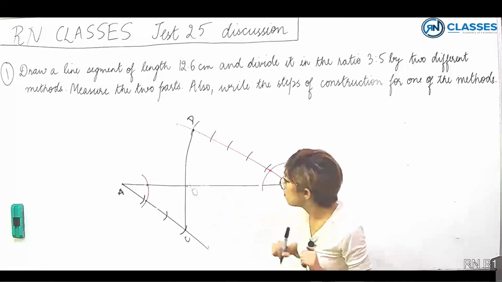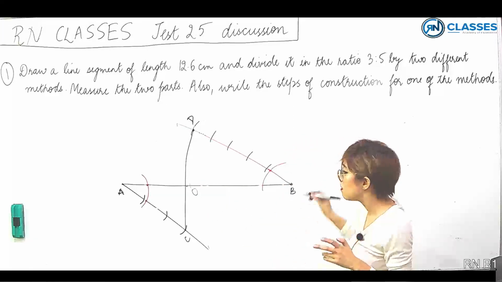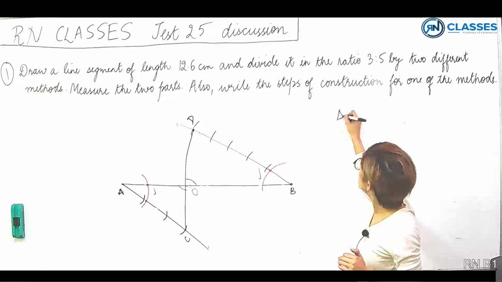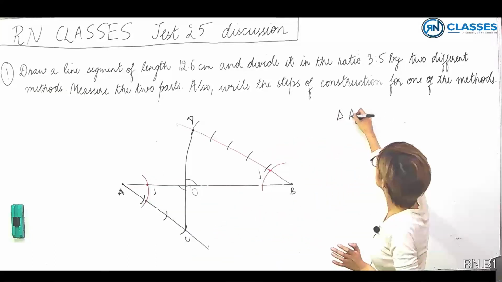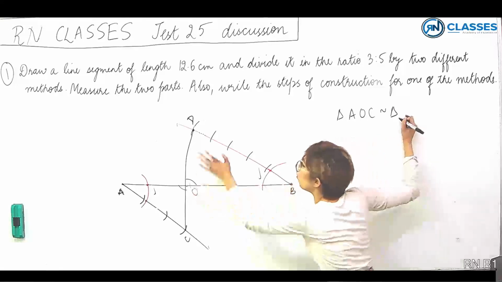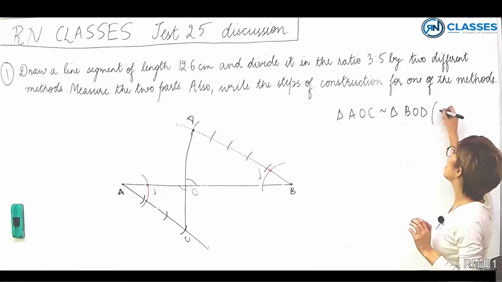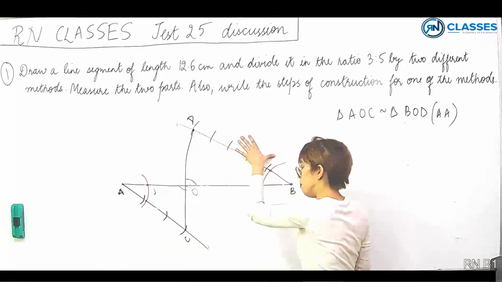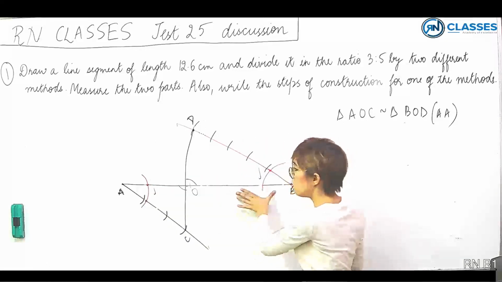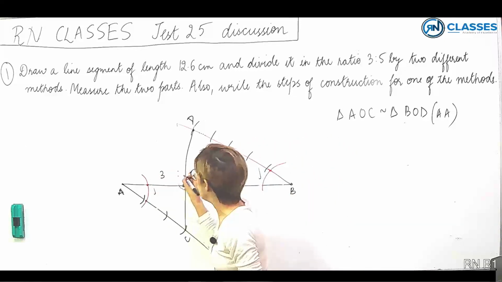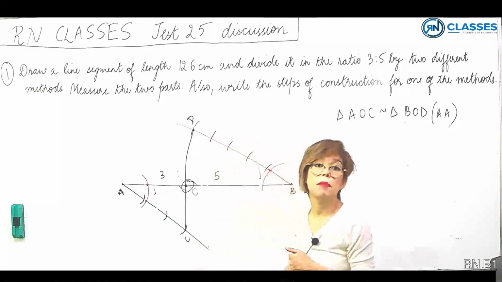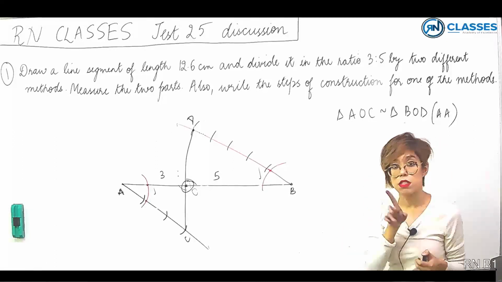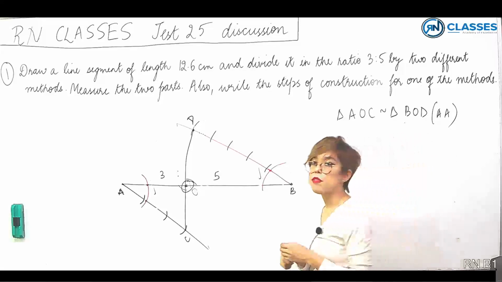Okay. So now let's see which are my similar triangles. Obviously this angle is equal to this angle. This angle is equal to this angle. That means triangle AOC is similar to triangle BOD, by the double A similarity rule. So obviously AC by DB will be equal to AO by BO. So this point O is the point of division. This is the second method. And the last method: also write the steps of construction for one of the methods. Any method that you like, just write these steps of construction.